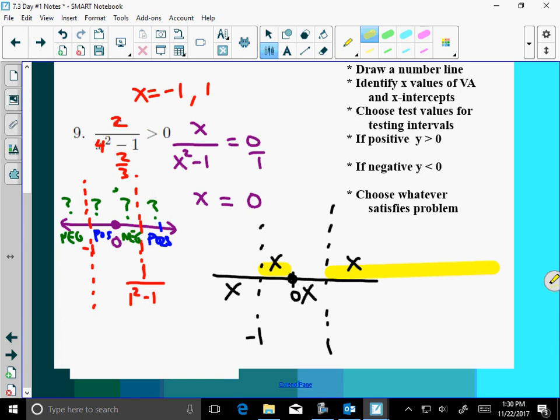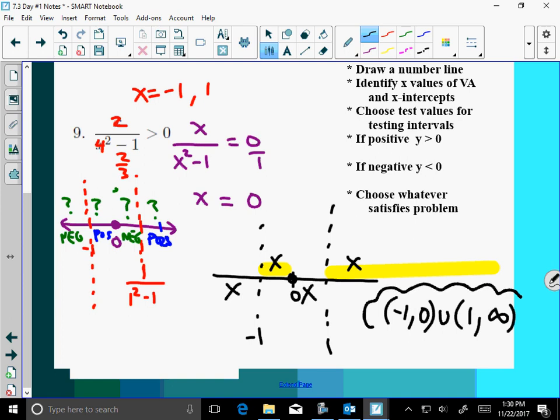How would I write an interval for that? -1 to what? To 0. Parentheses or brackets? Parenthesis. Union. Parenthesis, what number? 1 to what? Infinity. I know where that rational function is greater than 0 on that interval.